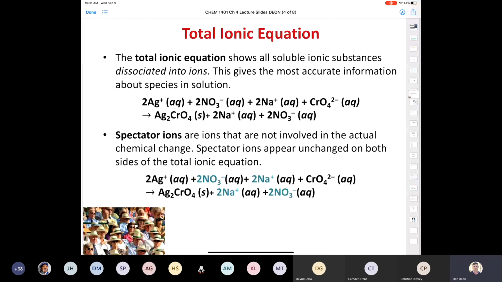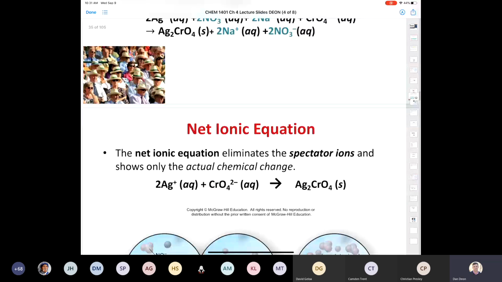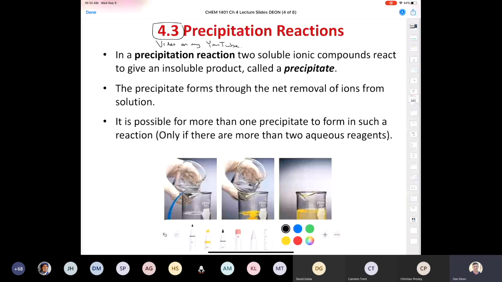Anyhow, I've already covered total ionic equations and spectator ions. I've covered net ionic equations. Now I want to talk about precipitation reactions, and I've got some great news for you. I have a video that covers this section in detail, a video on my YouTube channel. I mean, if you could see the dump trucks of money they're backing up to my house for these YouTube videos. Anyhow, I have a whole video where I cover precipitation reactions.